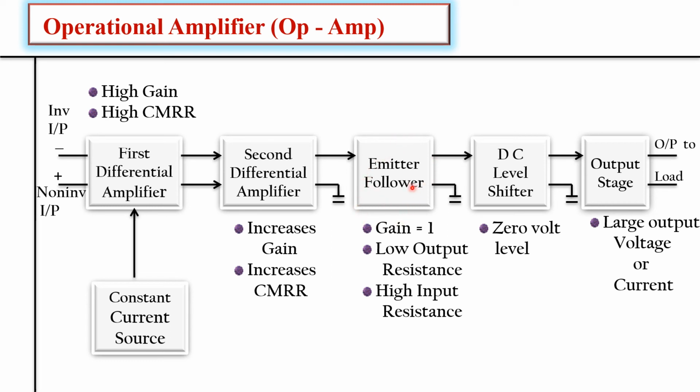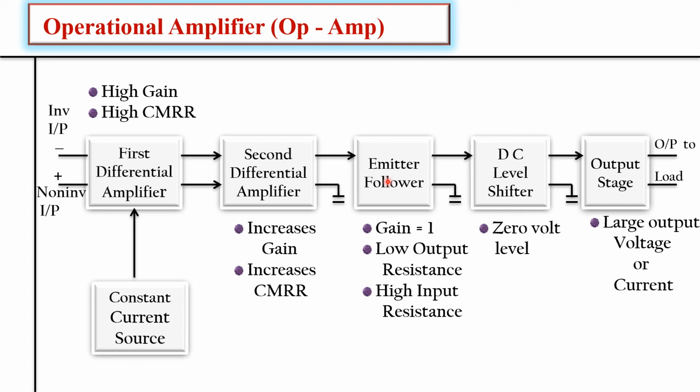What is gain? Output voltage upon input voltage, that is nothing but gain. And therefore this stage acts as a buffer between the two stages to avoid the overloading. So to avoid the overloading, we use the emitter follower. Low output resistance and high input resistance is provided by the emitter follower.